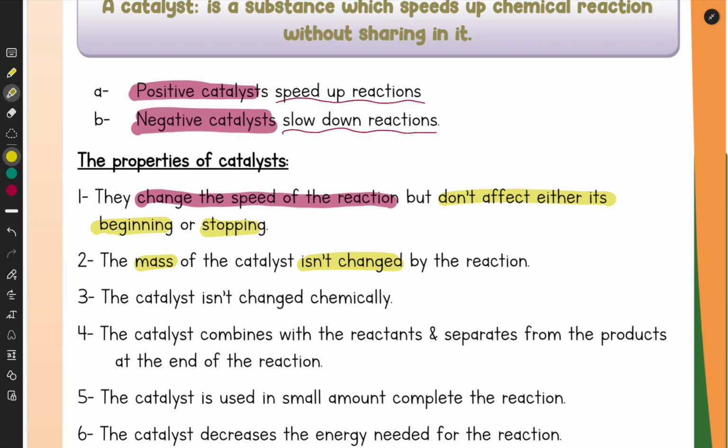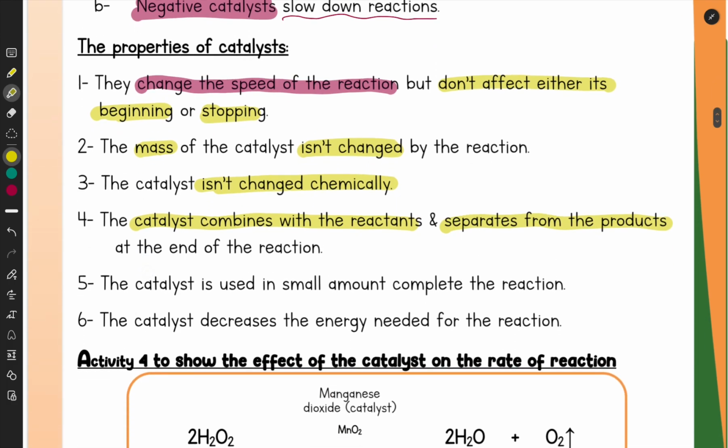Number 3, the catalyst isn't changed chemically. The catalyst is not changed, not affected at all. Number 4, the catalyst combines with the reactant and separates from the product at the end of the reaction. So it goes away at the end of the reaction.